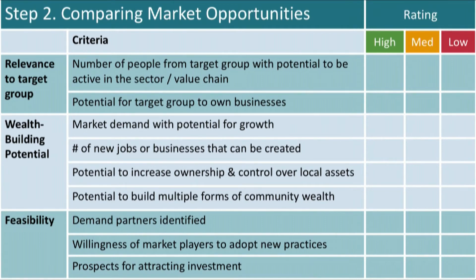The second category is wealth building potential. Is there sufficient market demand to support many businesses and growth over time? Will there be opportunities to expand local ownership and control over assets? And can multiple forms of wealth be built that will benefit the entire community? And then the third category is the feasibility to intervene.